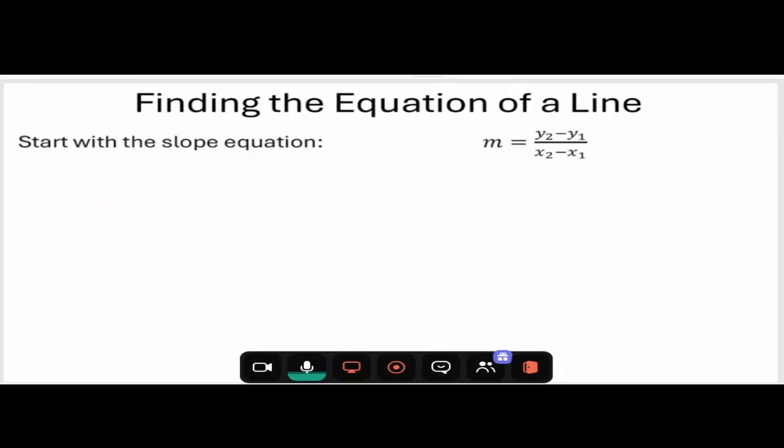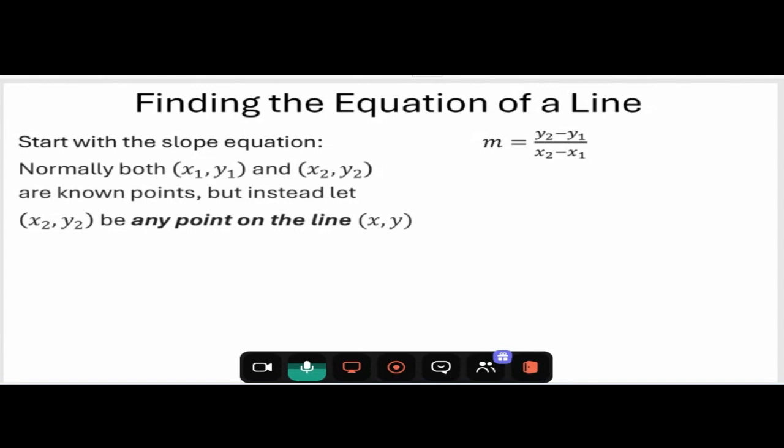So we start with the slope equation, which you've used a whole bunch so far. And now we're going to do something a little bit ingenious. We remember that this is for any 2 points on the line, right? x1, y1 and x2, y2 both have to be points on the line, and then this will give you the slope of that line. Normally, those are 2 points that you know, and then you plug all the numbers in and calculate the slope.